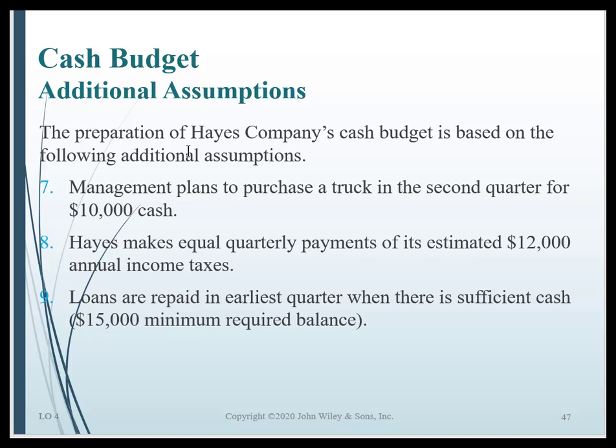So let's work our way down through now some other particular assumptions. We're going to have to buy a truck in the second quarter for $10,000. We're going to make equal payments for taxes of $12,000 for annual taxes. And then loans are going to be repaid in the earliest quarter where there's sufficient cash, right? So again, if we have extra cash, we're going to make payments of that extra cash.